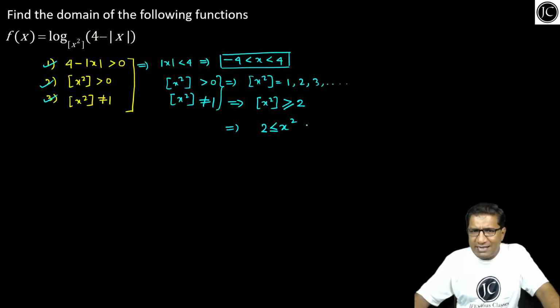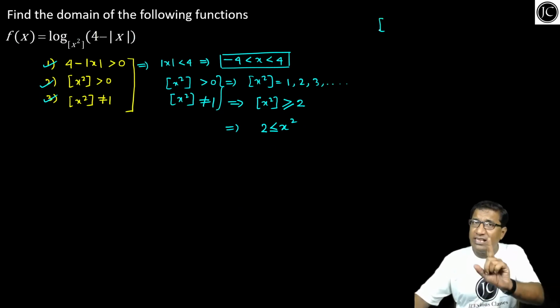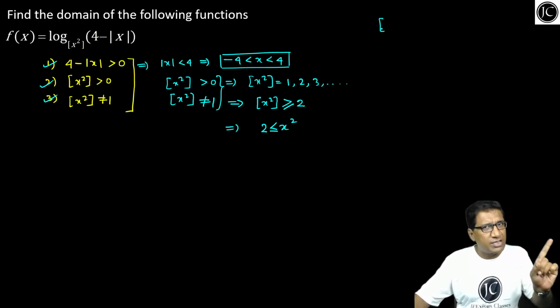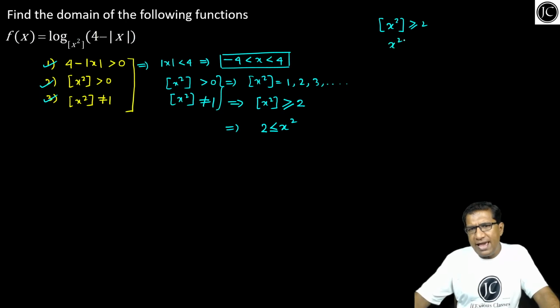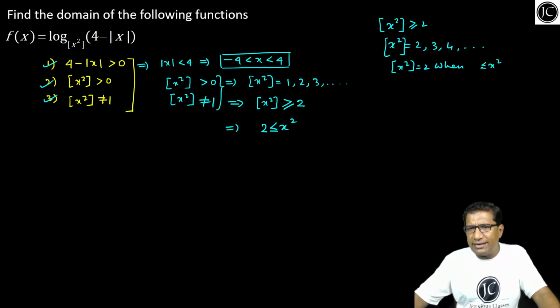Okay? So that, because हम लोग को पता है, again I am telling you this, I have already done in my special function classes. Again I am telling you in short. If x square is greater than equals to 2, मतलब क्या हुआ? Box of x square will take the value 2, 3, 4 and so on. Now, box of x square will be 2 when x square is greater than equals to 2 less than 3. Box x square will be 3 when x square is greater than equals to 3 less than 4. And this thing goes on.